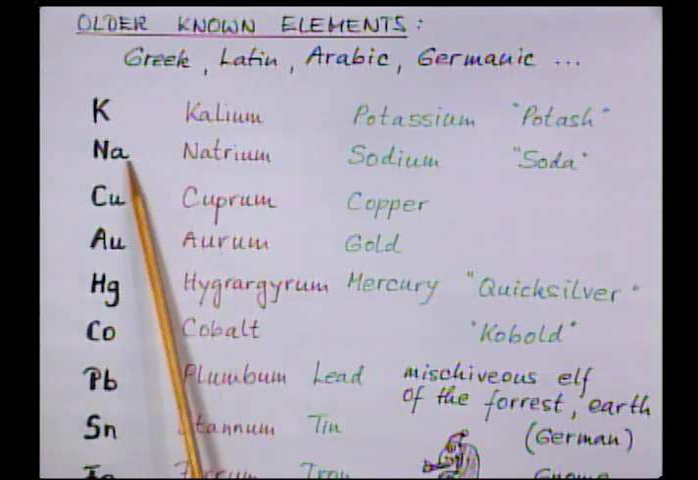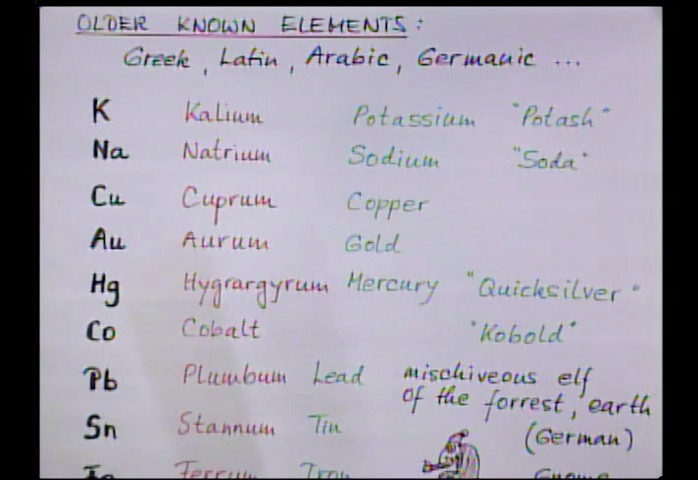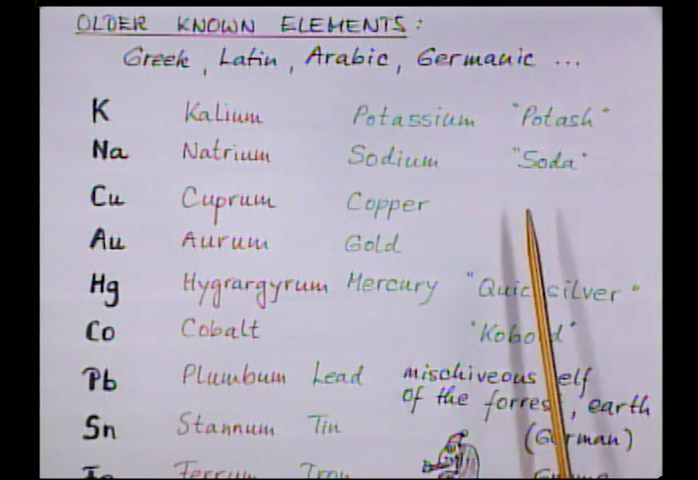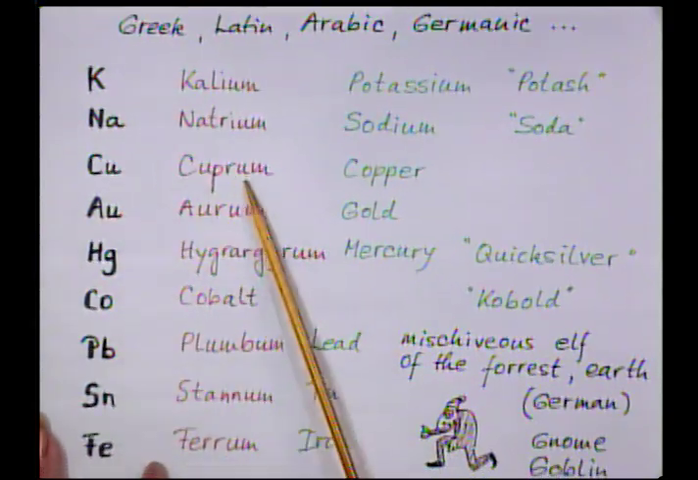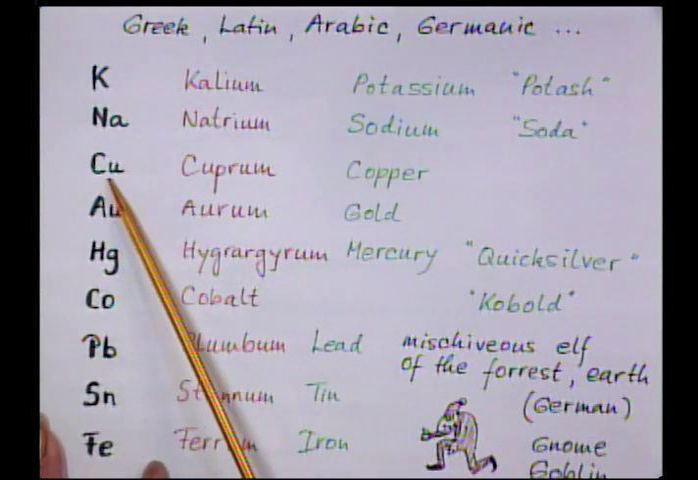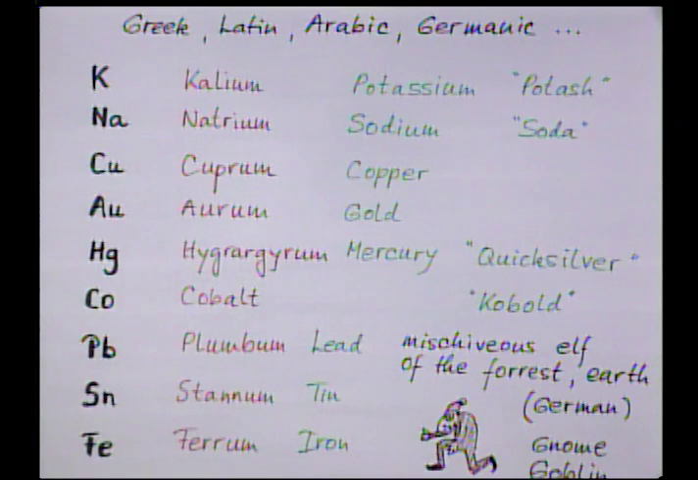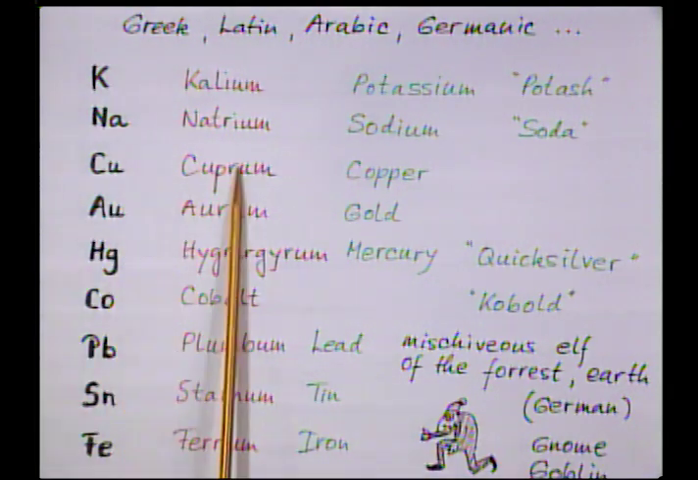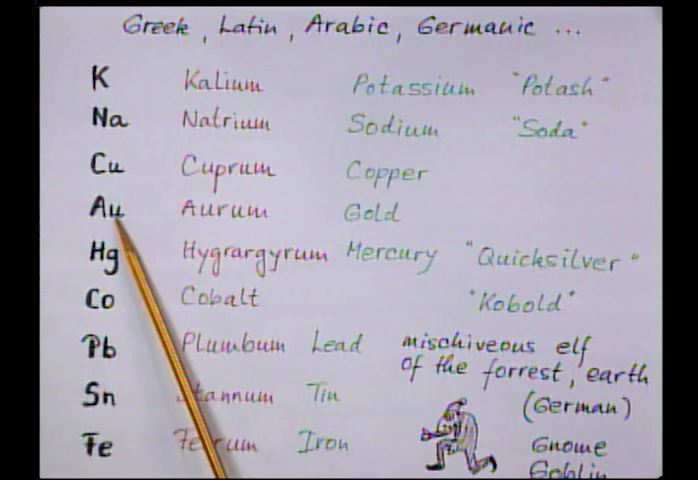Sodium is natrium, but our name is sodium, coming from soda. Caustic soda is an old name. Cu, the elemental symbol for copper, comes from cuprum. Aurum, Au, means gold. Hg is an interesting symbol. It stands for mercury, but it comes from the Greek hydrargyrum, which means quicksilver, translated.